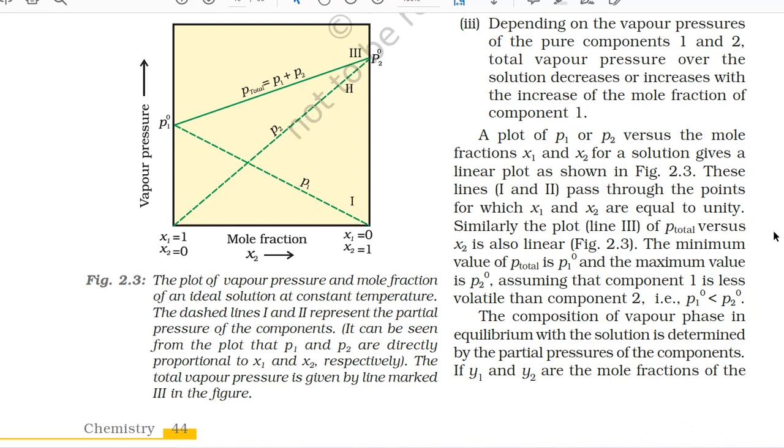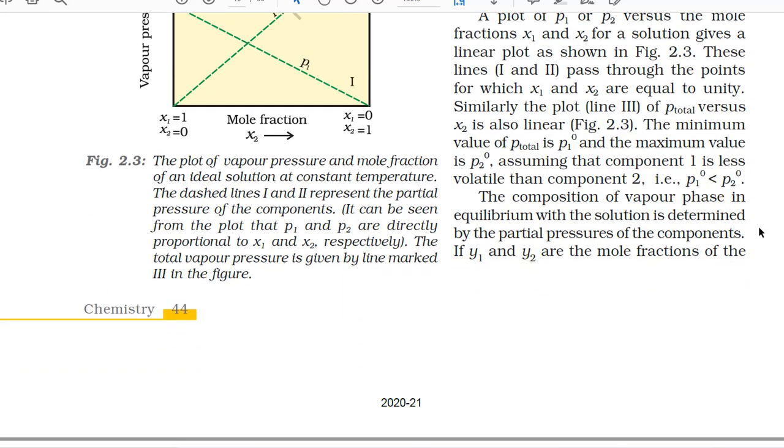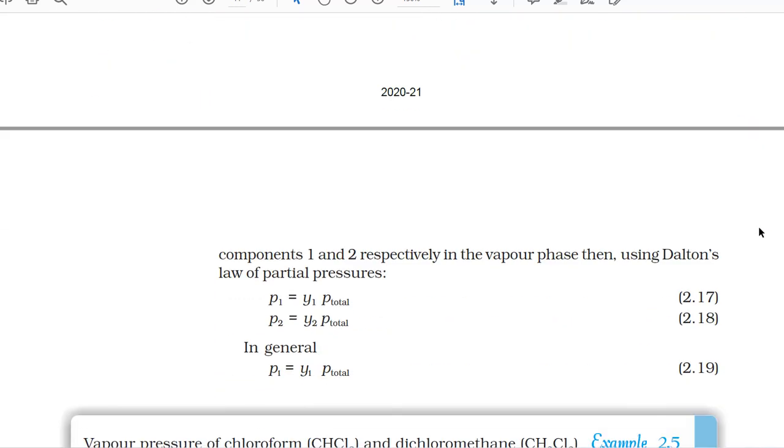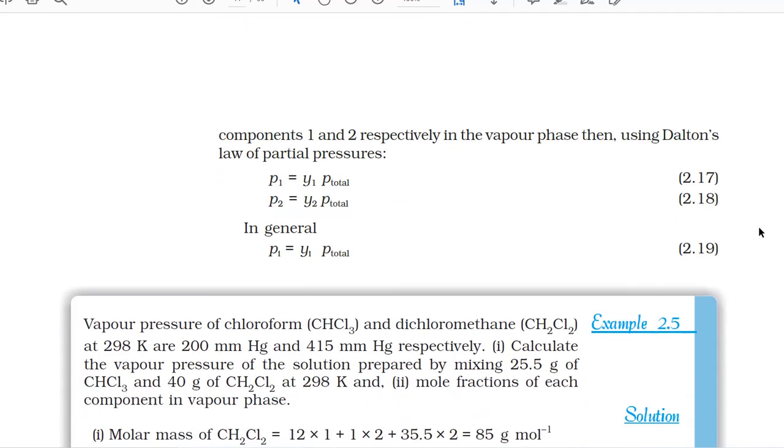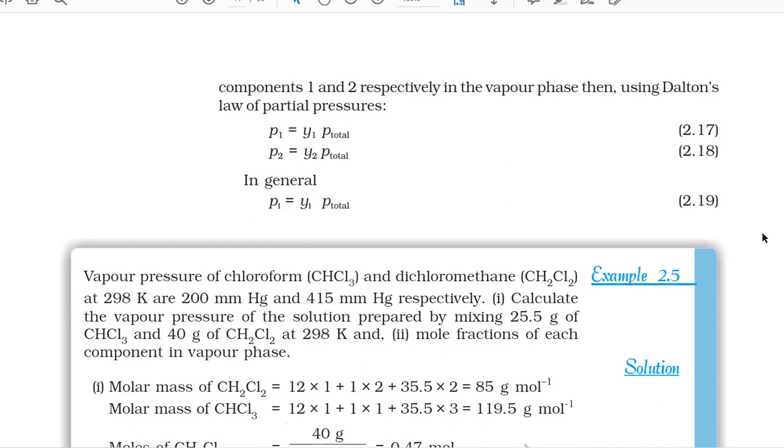The composition of the vapor phase in equilibrium with the solution is determined by the partial pressures of the components. If y1 and y2 are the mole fractions of the components 1 and 2 respectively in the vapor phase, then using Dalton's law of partial pressure, P1 equals y1 P total, and P2 equals y2 P total. In general, Pi equals yi times P total.